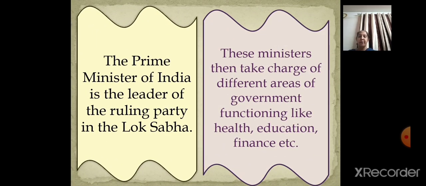So one of the most important functions of the Lok Sabha is to select the executive. Now executive is a group of persons who work together to implement the laws made by the parliament. The Prime Minister of India is the leader of the ruling party in the Lok Sabha. From the MPs who belong to her party, the Prime Minister selects ministers. For each and every department, the ministers will be selected. These ministers then take charge of different areas of government functioning like health, education, finance, etc. Each minister has to do their duty in the particular field allotted to them.